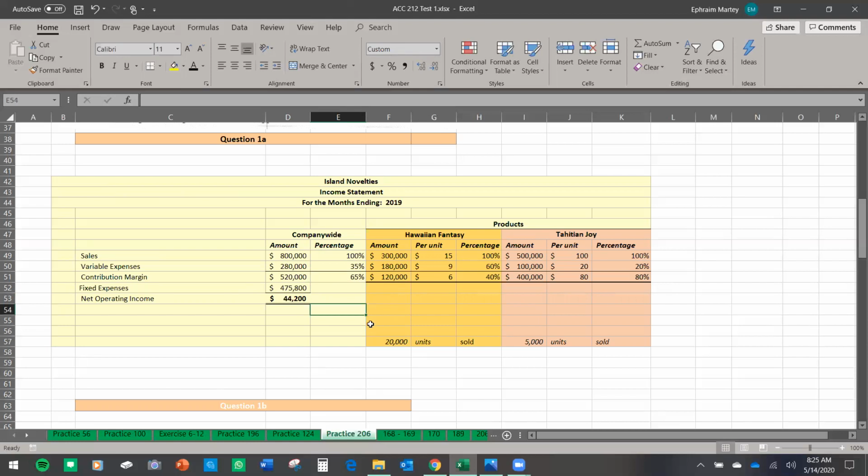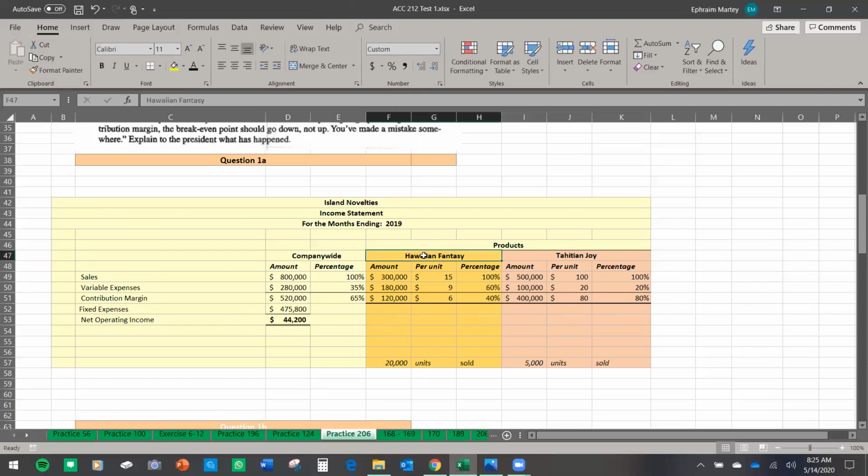So that is how you do it. Okay, this is the schedule. We have the Hawaiian product, we have the Tahitian product, and then we have the company-wide total, and then the percentage changes to 65% on contribution margin. Okay. Let's go to the second exercise.